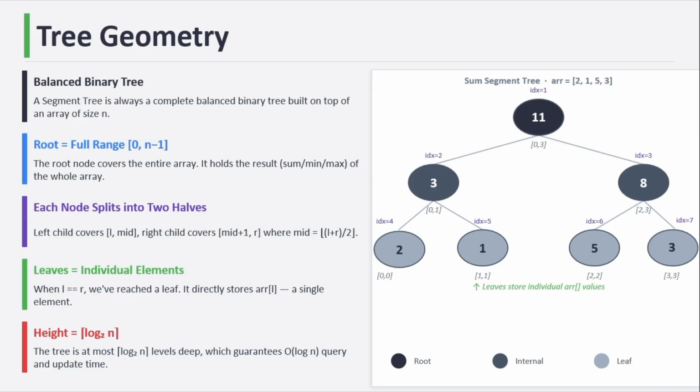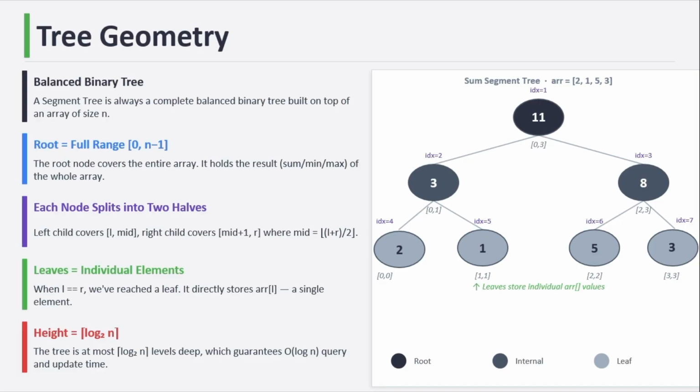Tree geometry. So what does a segment tree actually look like? It's a balanced binary tree built on top of an array. The root covers the entire array, say from index 0 to n-1. Every internal node splits its range into 2 halves. The left child takes the left half, the right child takes the right half. This keeps going until we reach the leaf nodes, where each leaf holds a single element from the original array. The height of this tree is at most log base 2 of n, and that's the key property that gives us fast O(log n) queries and updates.